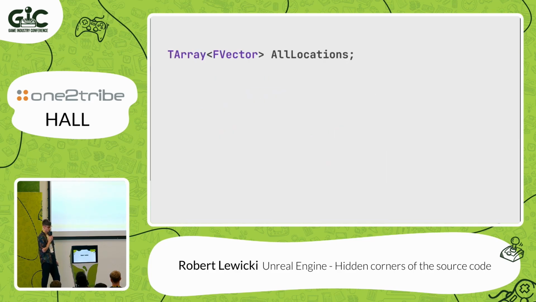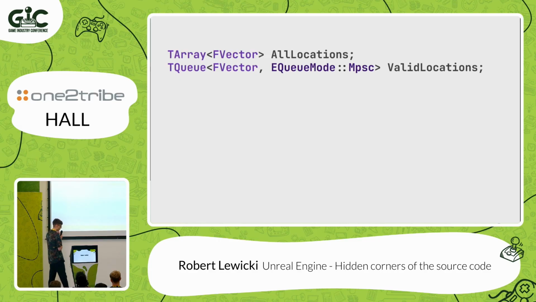So this is how you would modify it to run on multiple threads. Again, you get an array of all the locations, but now instead of using an array to store the valid locations, you use a queue. Now this queue is operating in a specific mode, which is called MPSC, which stands for multiple producers, single consumer, which basically means that multiple threads can push data into it, but only one can consume it.